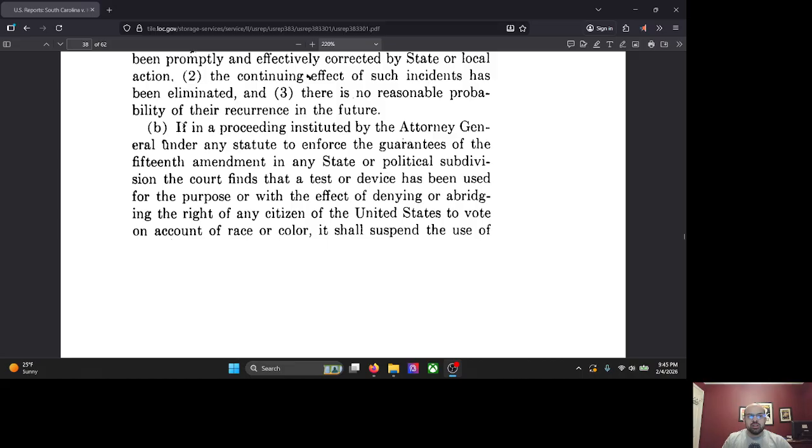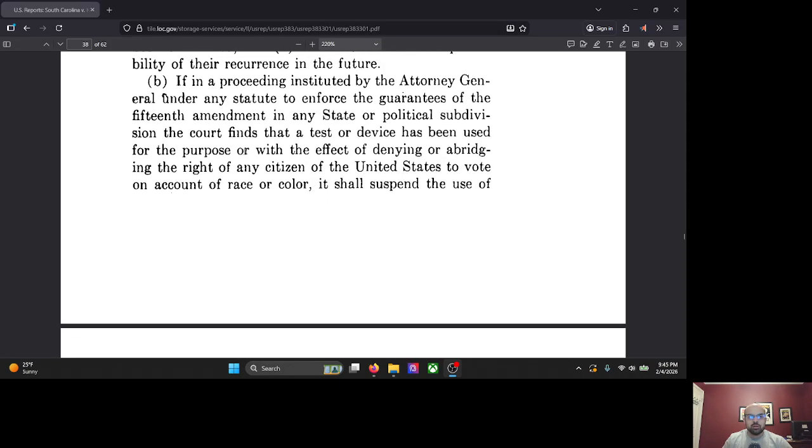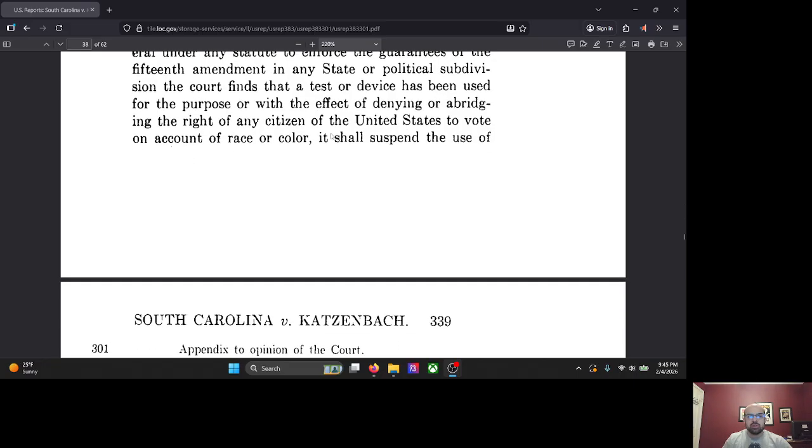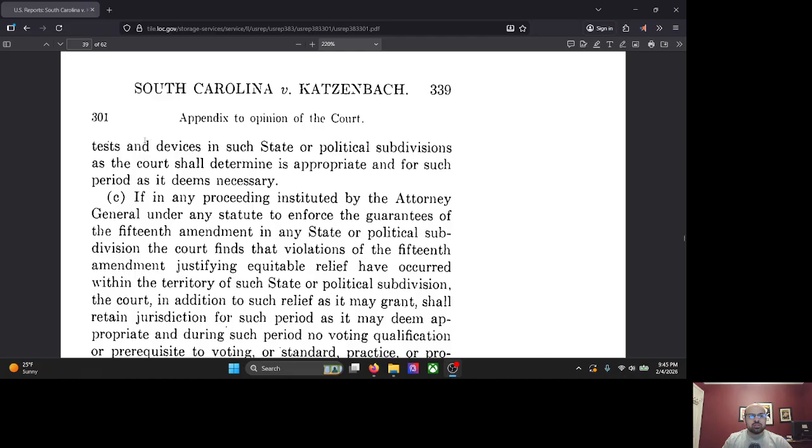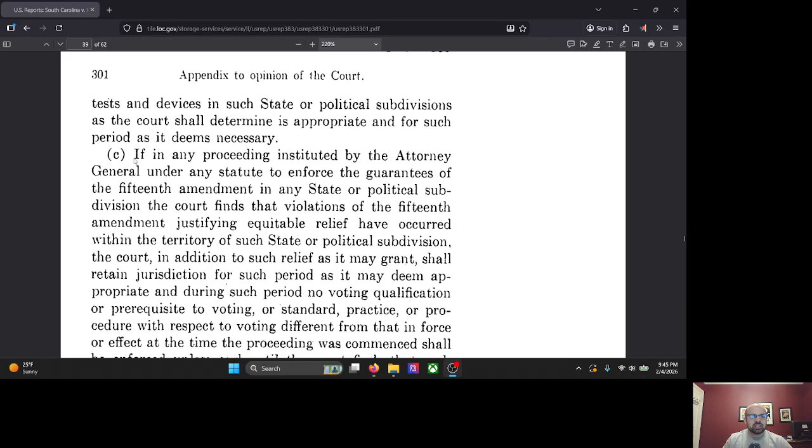B. If in a proceeding instituted by the Attorney General under any statute to enforce the guarantees of the 15th Amendment in any state or political subdivision, the court finds that a test or device has been used for the purpose of, or with the effect of denying or abridging the right of any citizen of the United States to vote on account of race or color, it shall suspend the use of the tests and devices in such state or political subdivisions as the court shall determine is appropriate and for such period as it deems necessary.